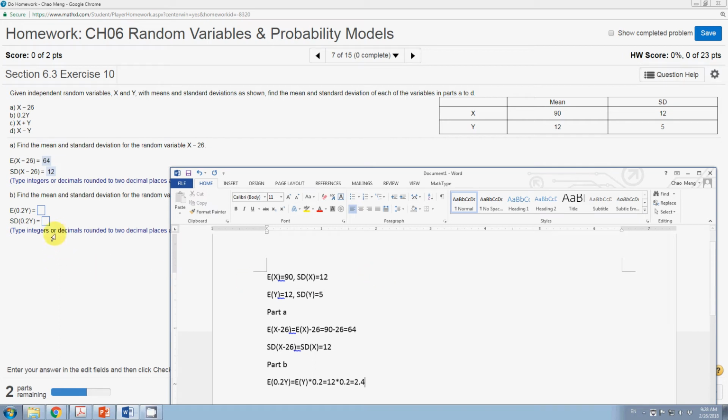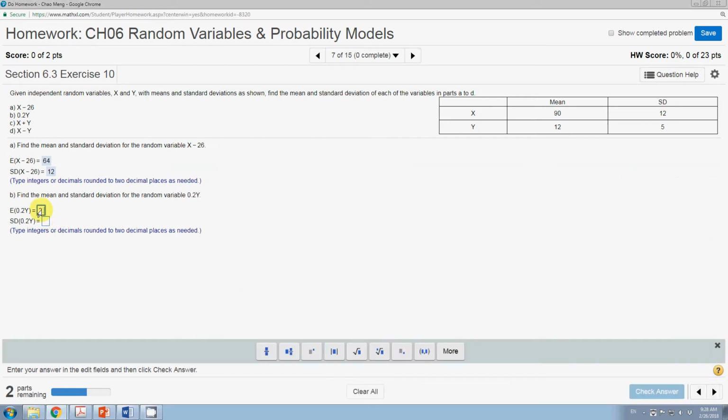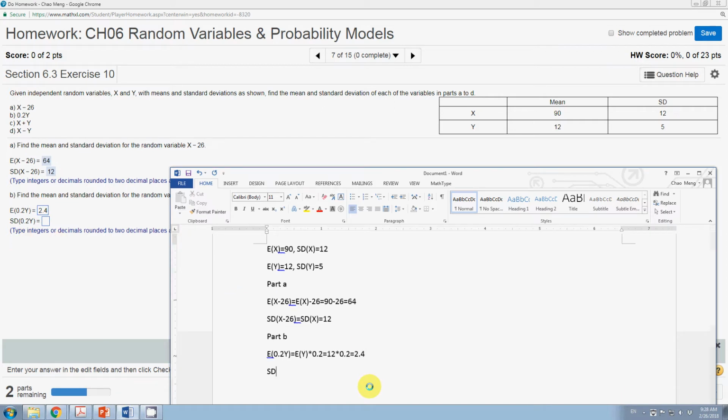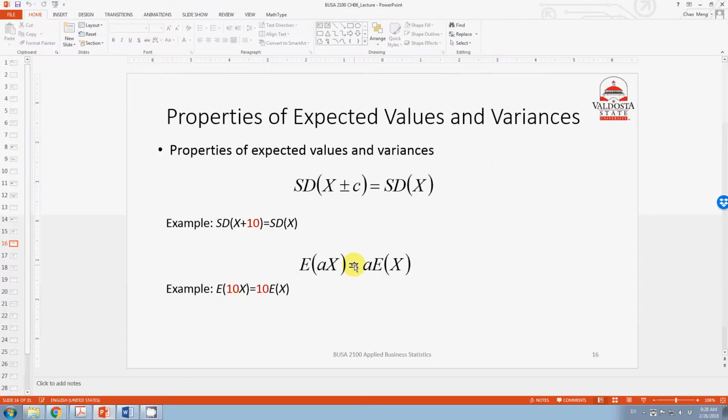Okay, let's put 2.4 there. So 2.4. And what is the standard deviation of 0.2 times the random variable x, or well, random variable y? It should be random variable y. So let's go back to this. So let's go to the next page.